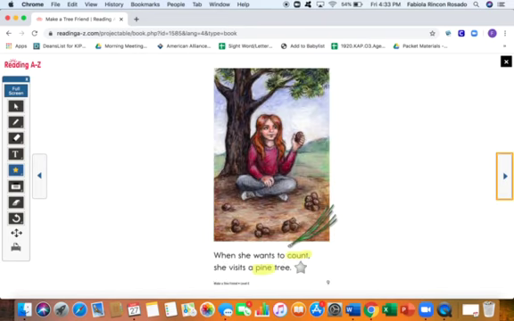When she wants to count, she visits a pine tree. Here, for the word count, what do we need to remember? Oh, I know. The O and the U together say ow, count. And for pine, we know that this is a silent E. Silent E makes this letter say its name. Pine tree. She visits a pine tree. Good job.